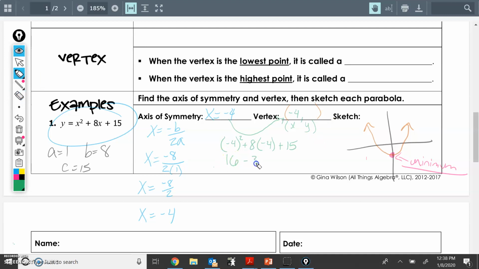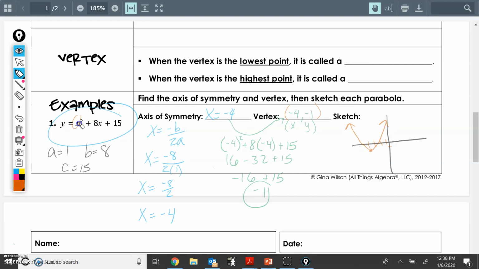Here we get 16 minus 32 plus 15. -16 plus 15 is -1. So that is my y coordinate of my ordered pair. I can resketch this now because I know exactly where my minimum value is on the graph. It's at (-4, -1). Here's the lowest point on my graph. And we know that it's a smiley face, again, because the beginning is positive. And there you go. Axis of symmetry, vertex, and a quick sketch on how to graph parabolas.